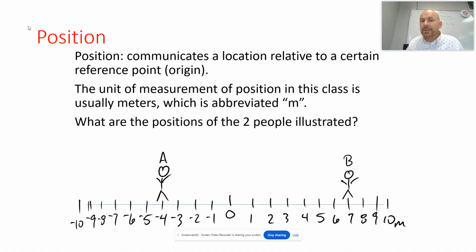So what are the positions of these two people illustrated on this number line? A has a position of -4 meters away from the origin, and person B has a position of +7 meters away from the origin.